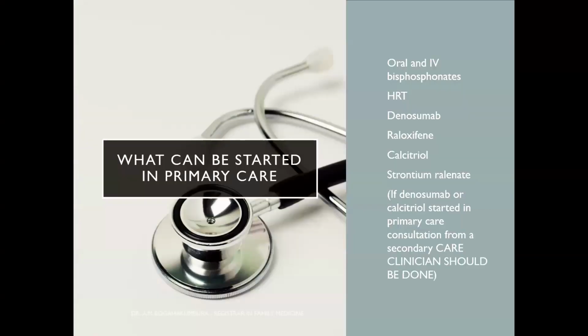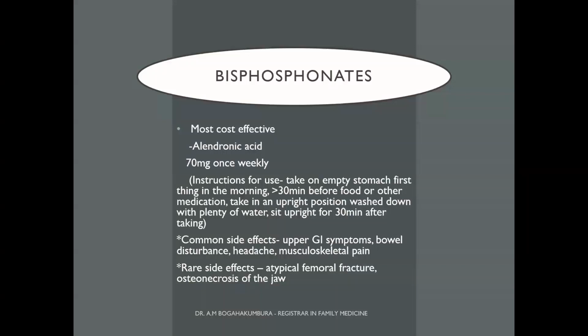And about the pharmacological treatment. These are the treatments we can start in primary care. They are oral and IV bisphosphonate, hormone replacement therapy, denosumab, raloxifene, calcitriol, strontium ranelate. If denosumab or calcitriol is started in primary care, consultation from a secondary care clinician should be done.